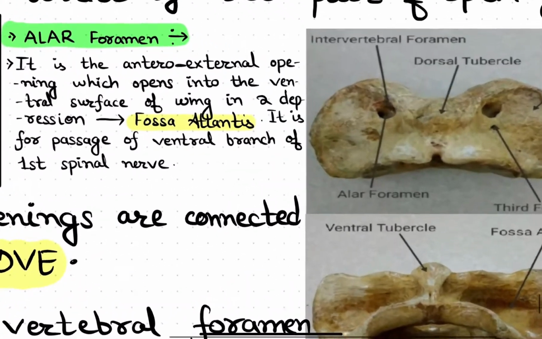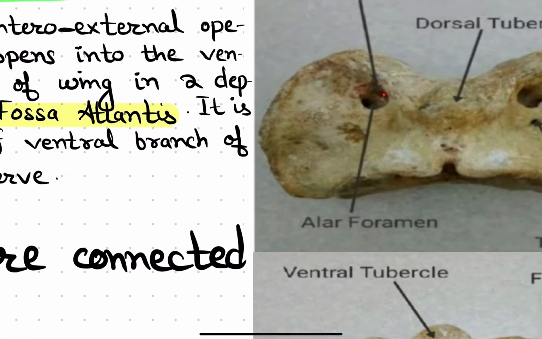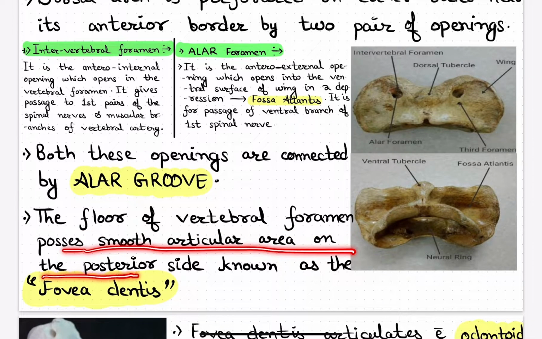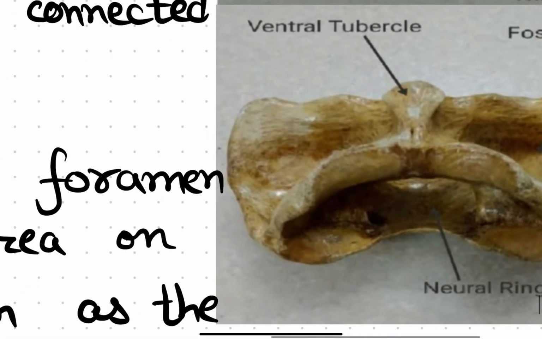If I zoom in here, you can see this is one foramen, this is the second foramen, and here is bone. This bone is known as the alar groove. The floor of the vertebral foramen possesses a smooth articular area on the posterior side known as the fovea dentis. What does it mean?